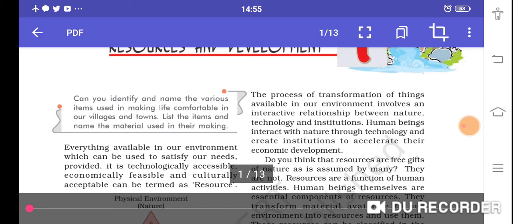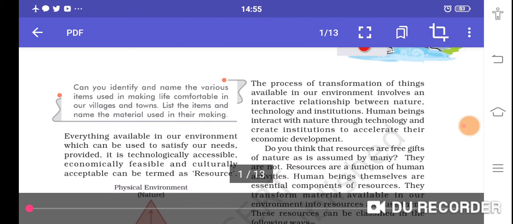The process of transformation of the resources available in our environment involves an interactive relation between nature, technology and institution. So the transformation of the things available in our environment involves the interactive relationship between nature, the technology we use, and the institution where the resources are made. Human beings interact with nature through technology and create institutions to accelerate economic development, and whatever resources are made in the institution have some economic value, and that accelerates the economic development of our country.